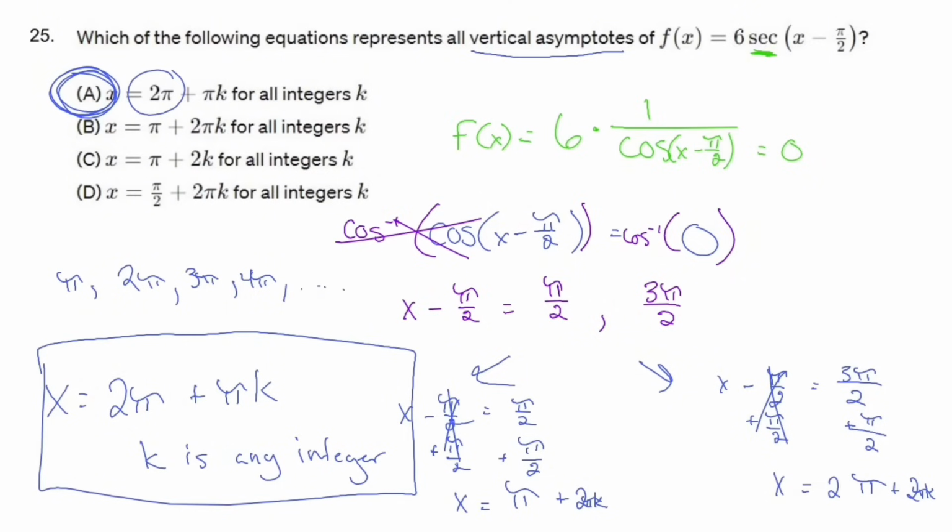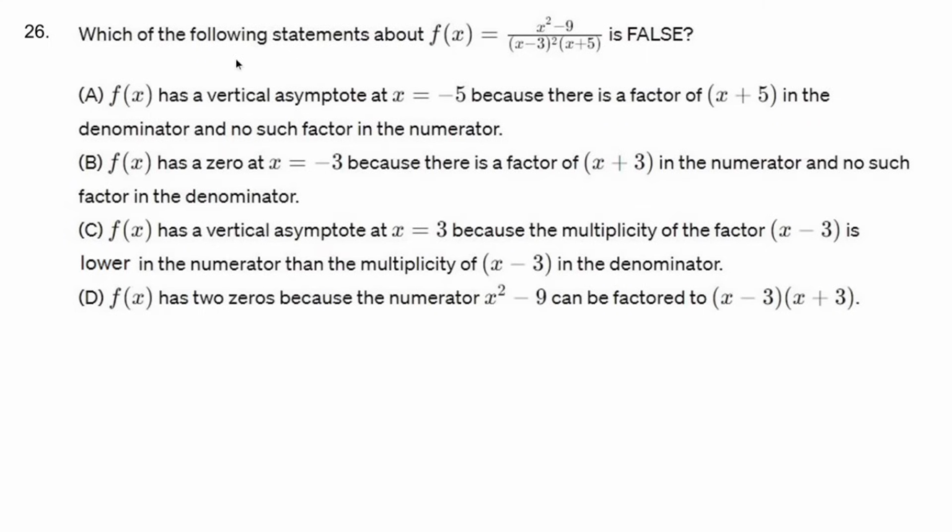Hope this helps. Which of the following statements about f of x equals x squared minus 9 in the numerator, x minus 3 in parentheses squared times x plus 5 in the denominator is false? They want the lie. So it's like 3 truths and a lie, the game that you played in high school.